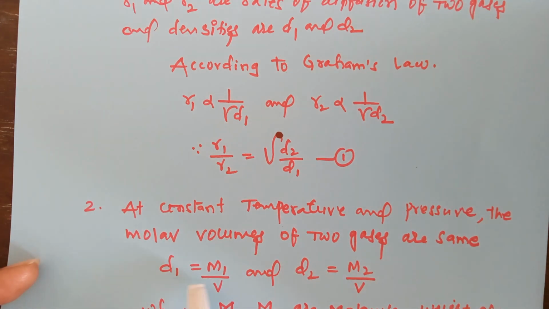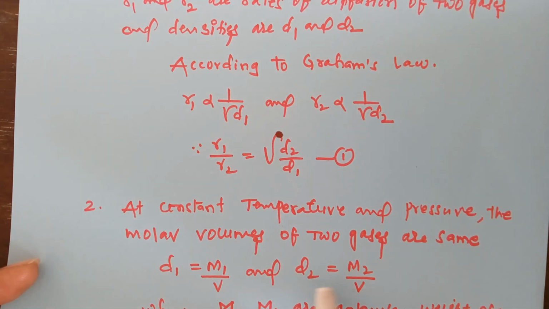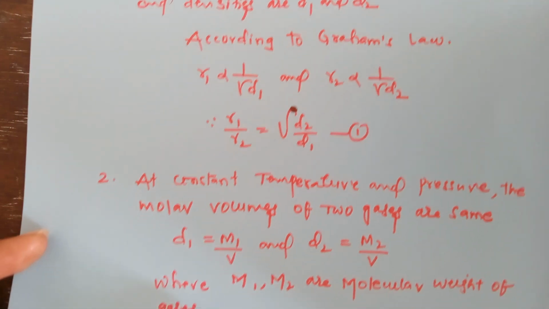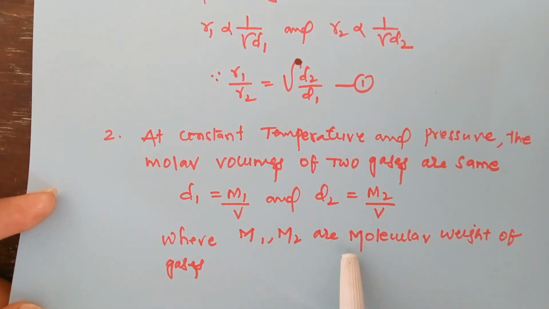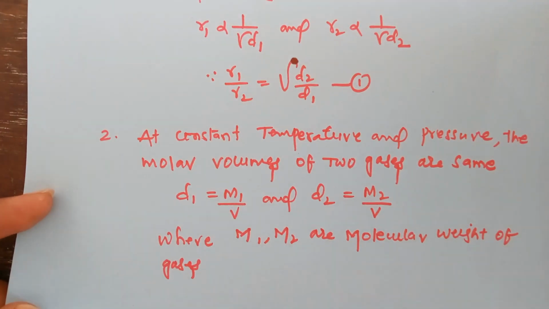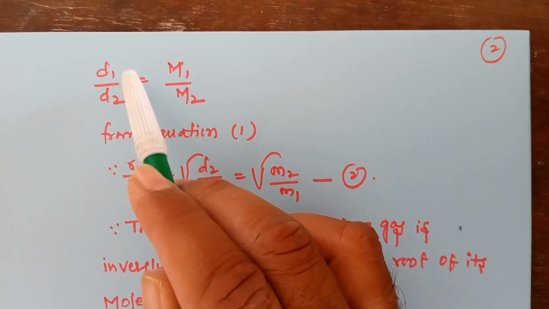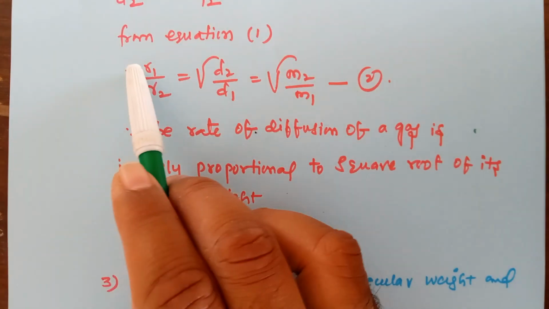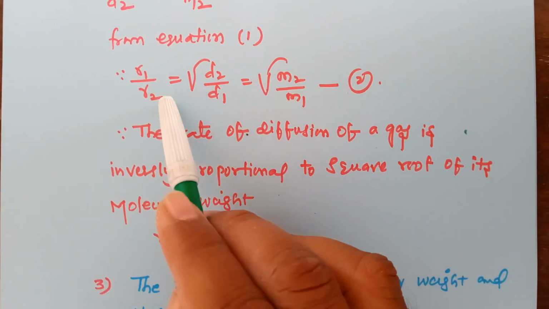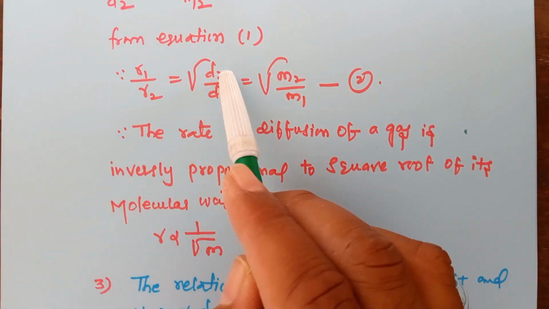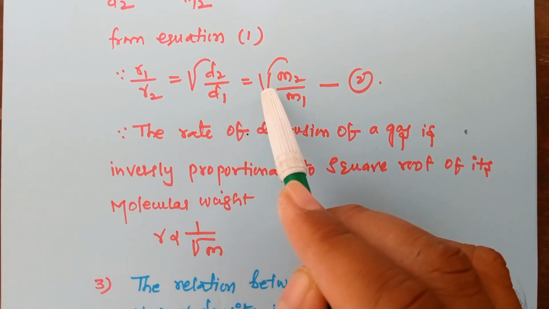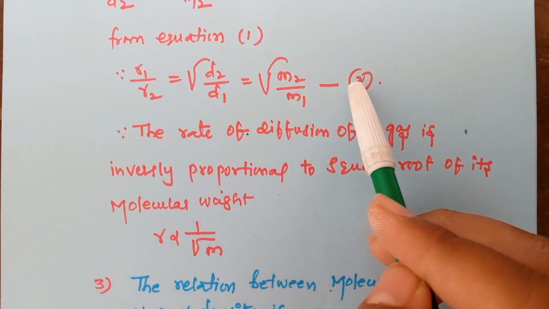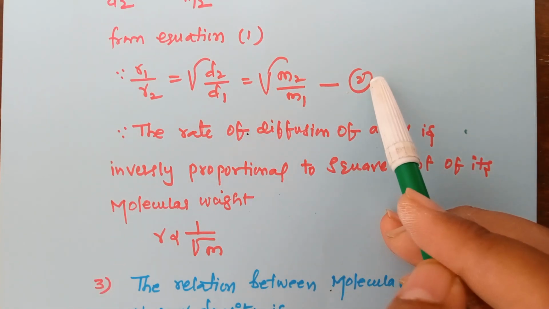At constant temperature and pressure, the molar volume of two gases is the same. So you write d1 is equal to M1 by V and d2 is equal to M2 by V, where M1, M2 are molecular weights of the gases. So you write d1 by d2 is equal to M1 by M2. From equation 1, R1 by R2 is equal to square root of d2 by d1 is equal to square root of M2 by M1. So this is the second derivation.